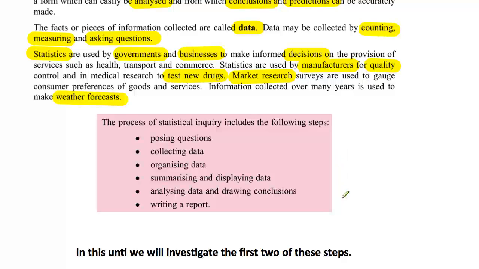So here are the main steps that we follow. First of all, posing questions in order to collect data. The data is organised, summarised and displayed, and from there it can be analysed. Conclusions can be drawn, and then we write our results out. But in this particular unit, and I noticed that we've spelt that wrong, so let me fix that, and if you could do the same in your notes, we're going to have a look at just these first two steps altogether.